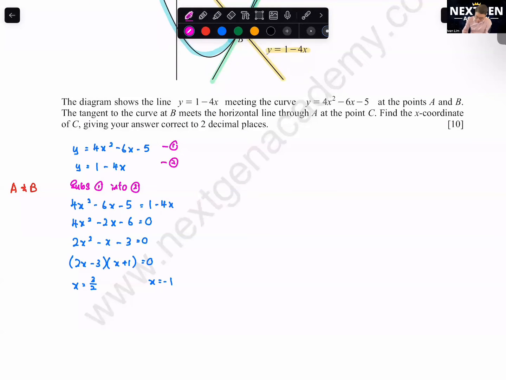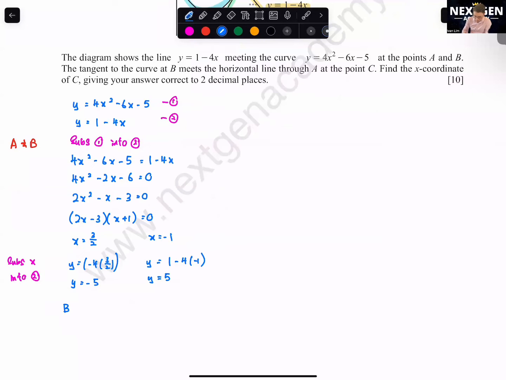Next, after I get this ready, I want to find the y. So I'm going to substitute x into equation 2, because I want to find my A and B. So y equals 1 minus 4 times 3 over 2, y equals negative 5. This one, y equals 1 minus 4 times minus 1, y equals 5. So my B here is 3 over 2, negative 5. Then my A is negative 1, 5. Do you all get this point here?